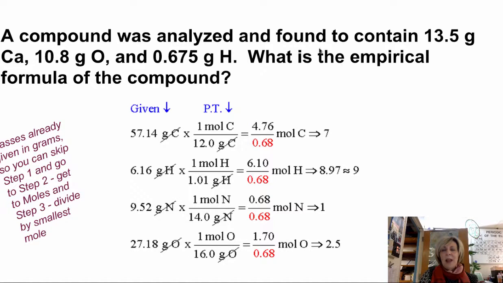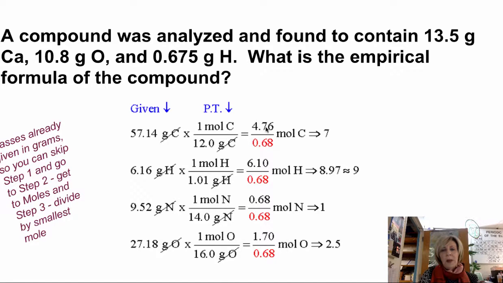A compound was analyzed and found to contain 13.5 grams of calcium, 10.8 grams of oxygen, and 0.675 grams of hydrogen. What is the empirical formula? Well, in this particular case, they gave me the grams and not the percent. So I can skip step 1 and go straight to step 2. So I'm given the different masses, and now I'm going to use the molar mass from the periodic table, and I'm going to convert to moles. And I am also doing step 3 here by dividing by the smallest mole.